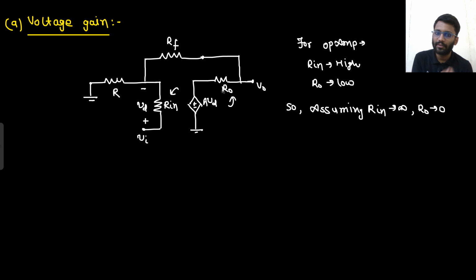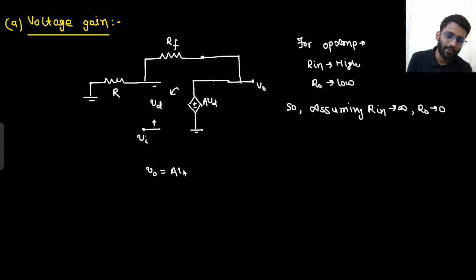So what will happen? This node will be simply grounded, right? And this R naught is 0, R in is infinity, so that is also gone, right? This node was your VD. Well and good. So what is your V naught? Your V naught is simply A into VD. And if I ask what is your VD? VD is V in minus, let's just call this potential V. V in minus V.